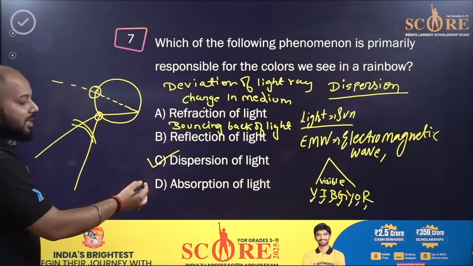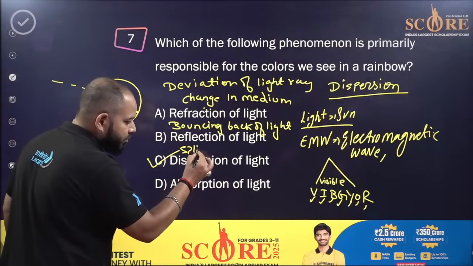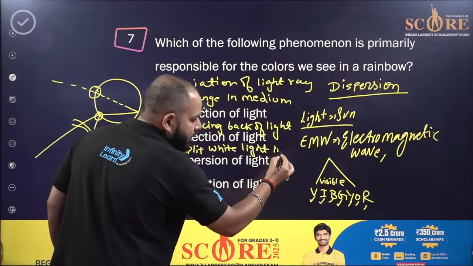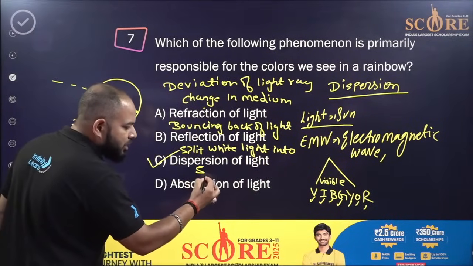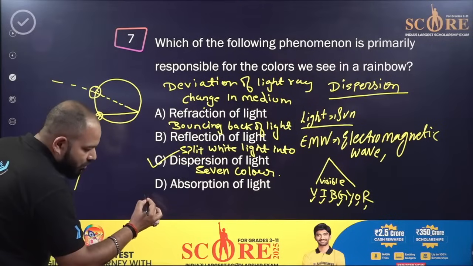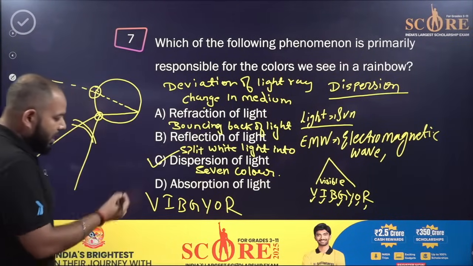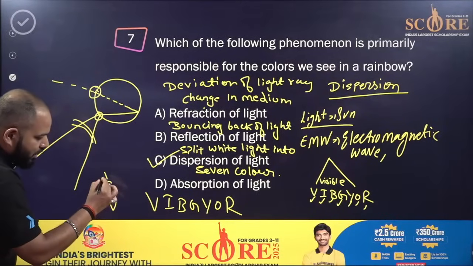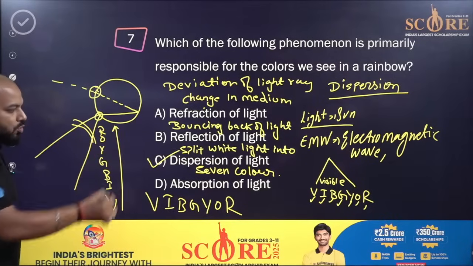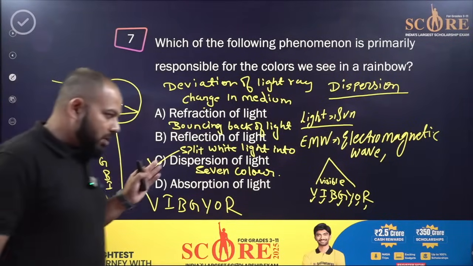Then dispersion is the correct answer, because what it does is split white light into its constituents, or we can say into its 7 colors, forming the rainbow. And the colors of the rainbow are given like this: VIBGYOR, and it always starts like this if the rainbow is formed like this. As you go up, red has the most wavelength and violet has the least one.